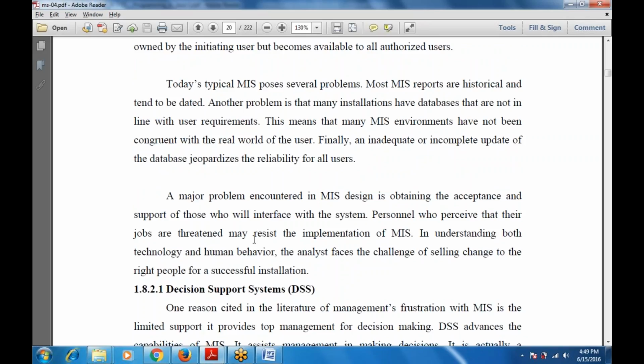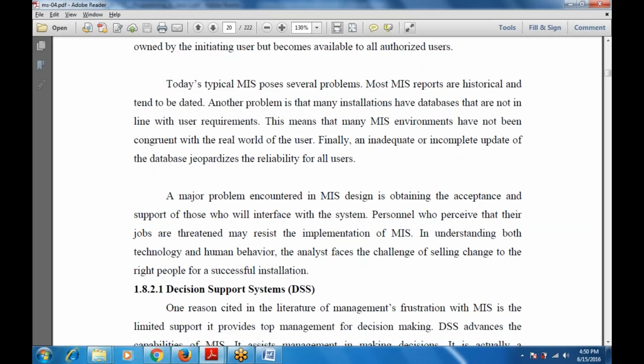And the next question arises, what is the main problem in the MIS design? The main problem is the interface with the system. That is, the interface of the MIS is totally different from the interface of the DSS and the DPS, and it is very difficult to accept the interface of the MIS. Personnel who perceive that their jobs are threatened may resist the implementation of the MIS. In understanding both technology and human behavior, the analyst faces the challenge of selling change to the right people for a successful installation.